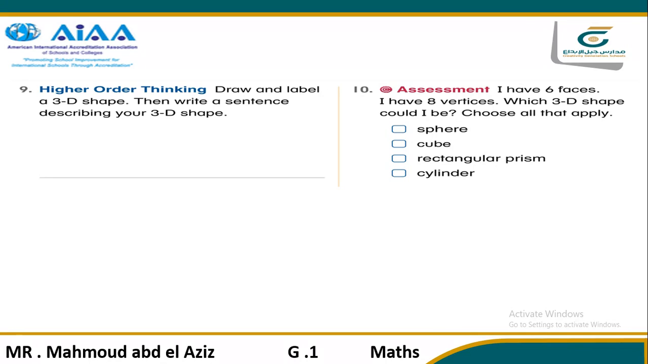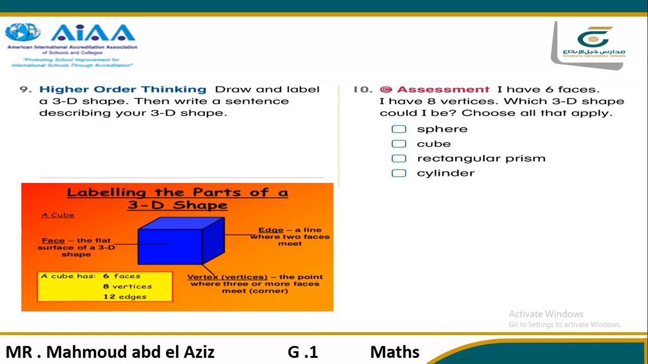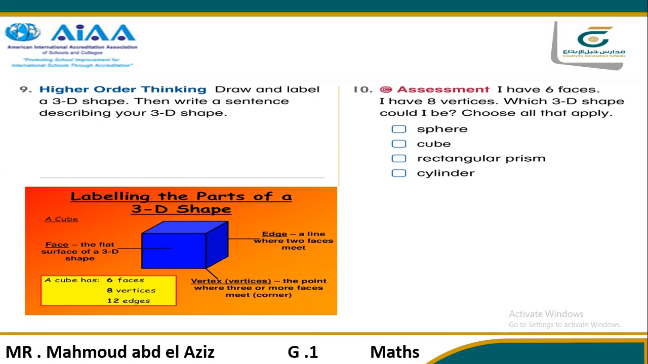With another question. Draw and label a 3D shape. Then write a sentence describing your 3D shape. Here you can choose any 3D shape, any shape you want. I choose here a cube. And our sentence: a cube has 6 faces and 8 vertices and 12 edges.